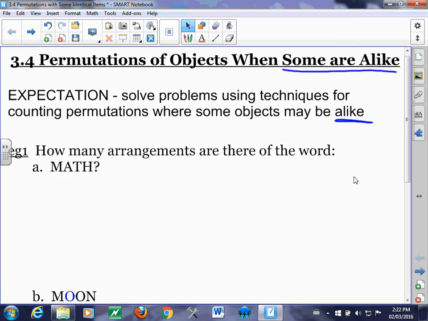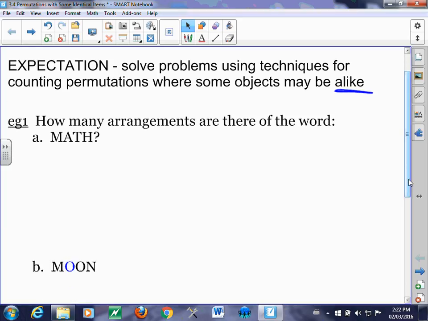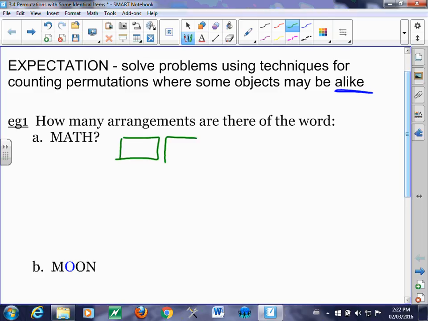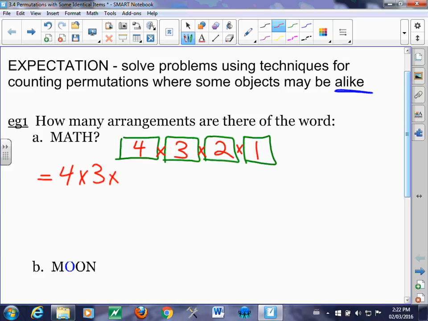Okay, so example 1A is going to be a review from yesterday. How many arrangements can there be of the word math? Well, you could take a piece of paper and write them all out. Or you could realize that if I have a 4-letter word, I could put any of the 4 for the first letter. Once I've used that one, I have 3 left, then 2, then 1. So really it's a 4 times 3 times 2 times 1 scenario. And yesterday we learned that that is an example of what we call a factorial. The short form for doing that is 4 factorial. And you can plug that in your calculator.